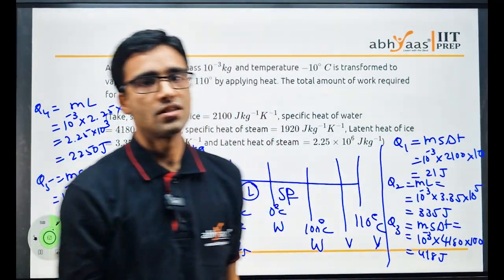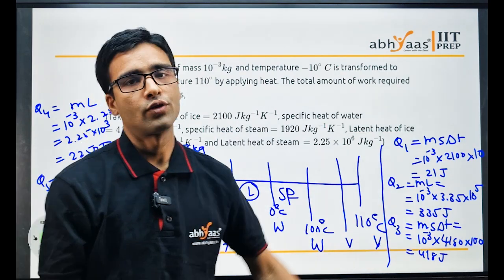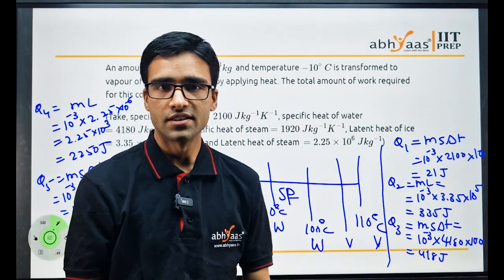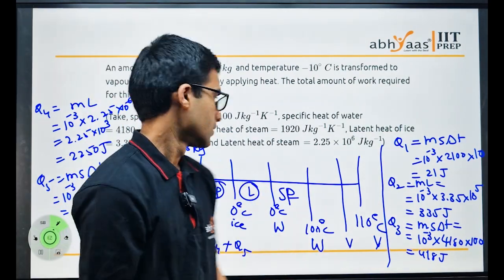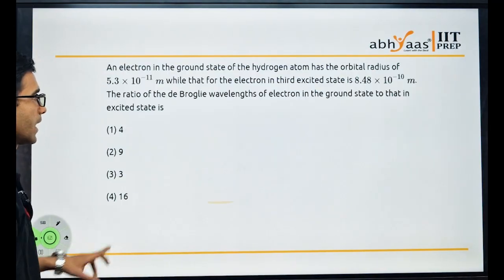So this is a simple question based on the thermal properties of matter. Here phase change is there. Where phase change is there, you have to use latent heat. Where temperature change is there, you need to use the specific heat formula. Simple question. Now going to another question.